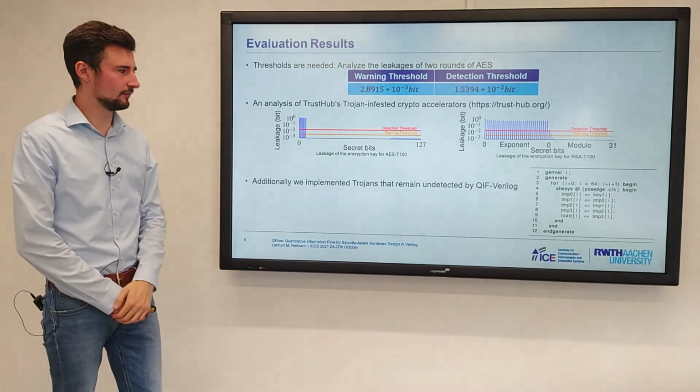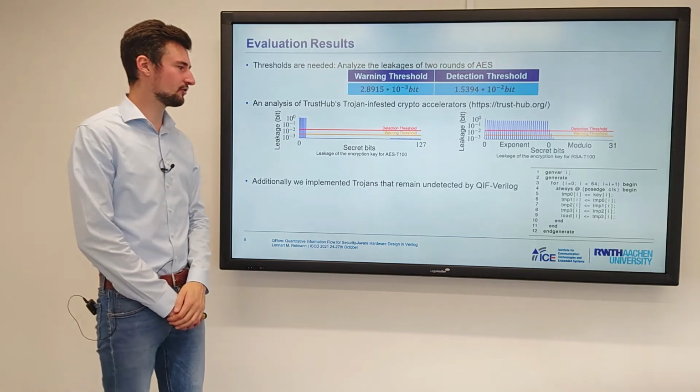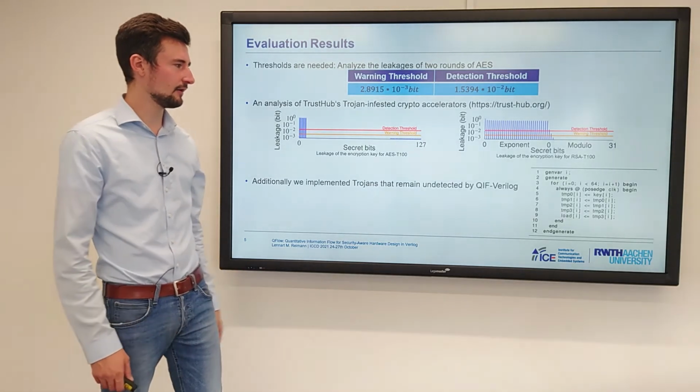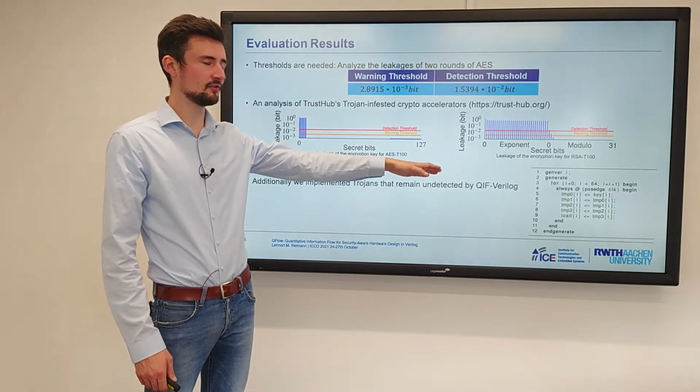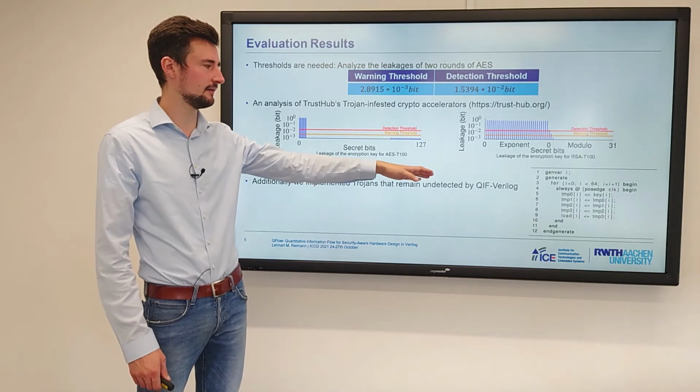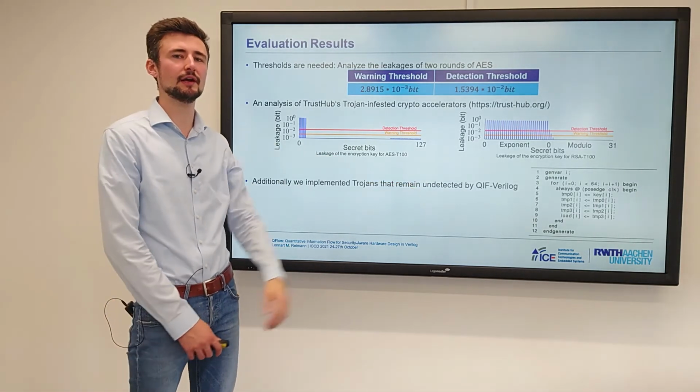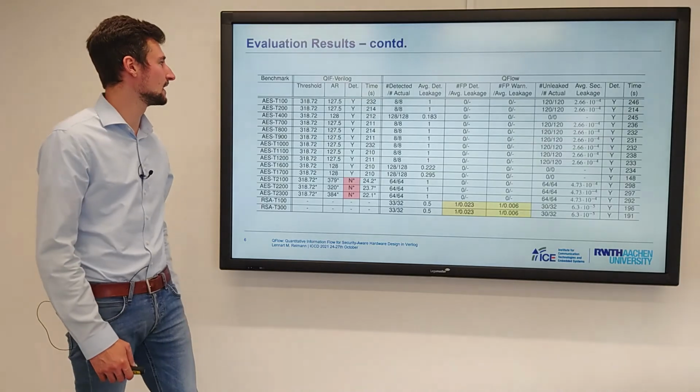Furthermore, we implemented 3 additional Trojans, which still remain undetected by Verilog. In this example, you can see a Trojan which concatenates and deconcatenates a value over and over again until it's not recognized by Verilog any longer.